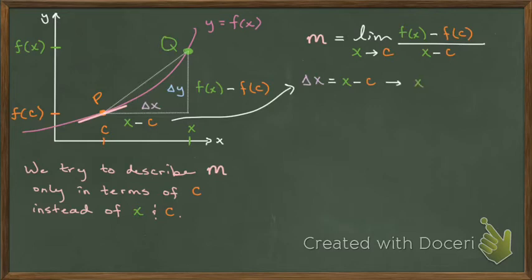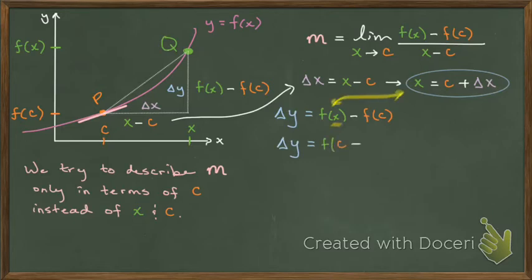I'm going to add c to both sides. I get x is equal to c plus delta x. I'm going to do the same thing for delta y. That's f of x minus f of c. Solving for f of x, I can basically plug in x as c plus delta x, minus f of c. What that does is it removes the x in my equation here, and it allows me to write this slope only dealing with point P. I don't have to have another point to worry about.